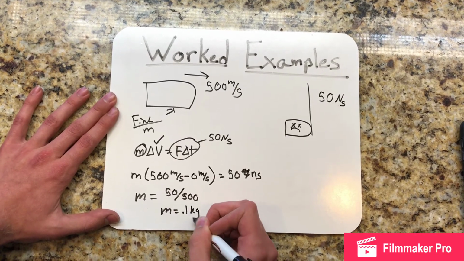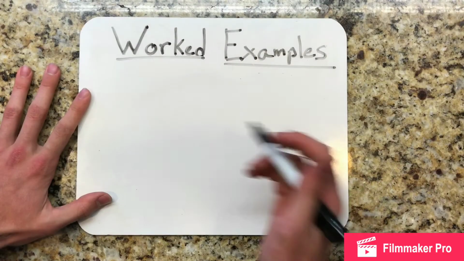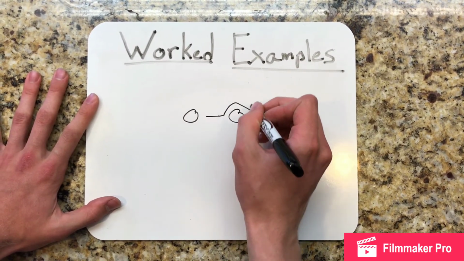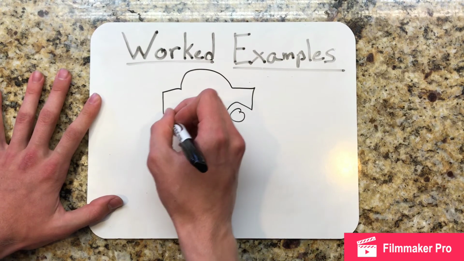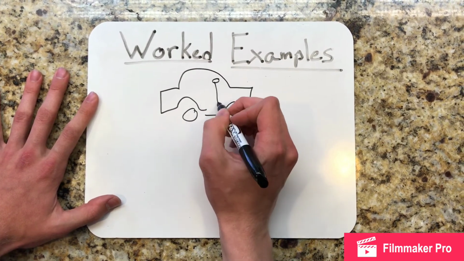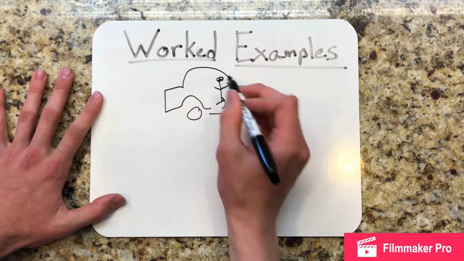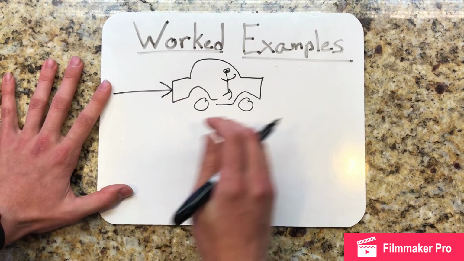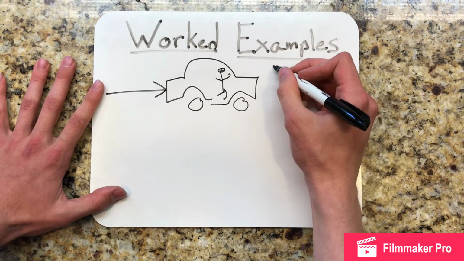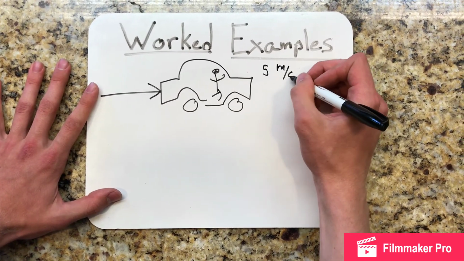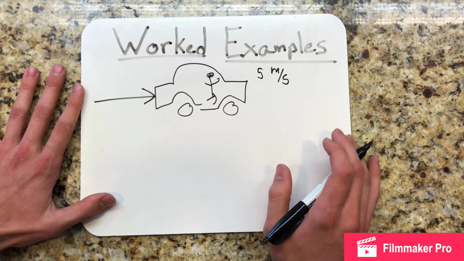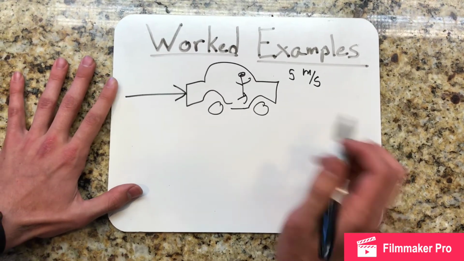0.1 kilograms. So for our next worked example, we have a man in a car sitting at a stoplight. He is initially at rest, and all of a sudden he has this force that pushes him, that accelerates this car to 5 meters per second. What we were trying to find is the force exerted on the man by the back seat of this car.